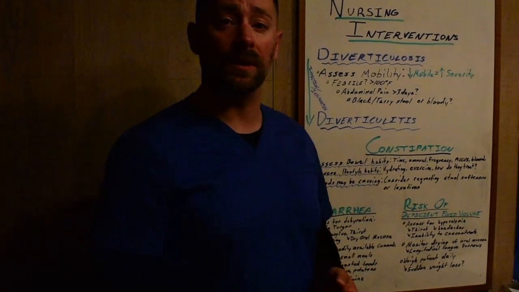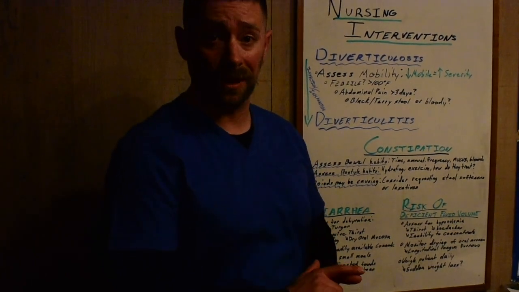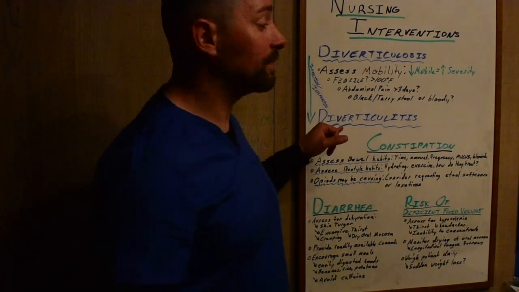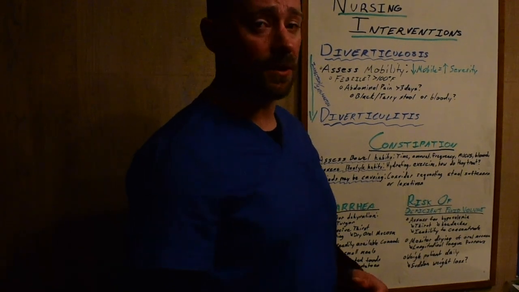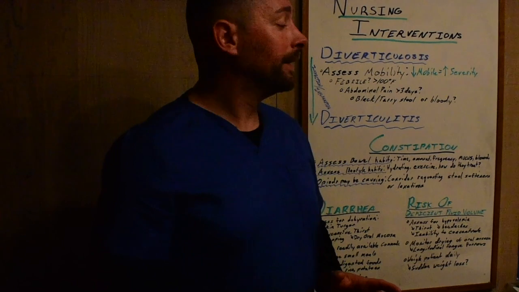So you're also going to check for any abdominal pain. And anytime the patient's had abdominal pain for 3 days or greater, that's definitely a cause for concern and the potential of progression of the disease. You want to make sure that you're checking the patient's stool for any black or tarry stools and also the presence of blood, because that's a problem.